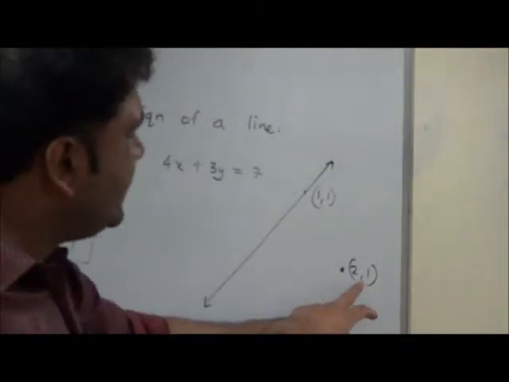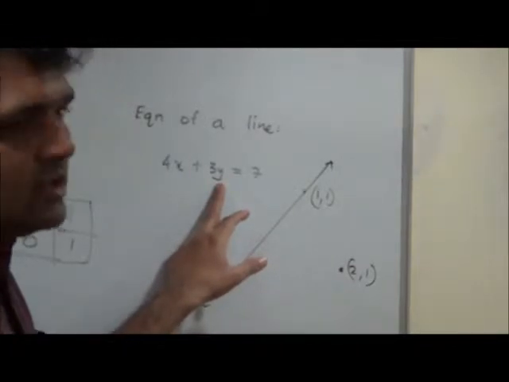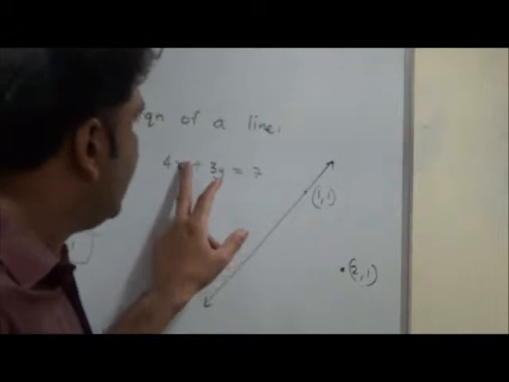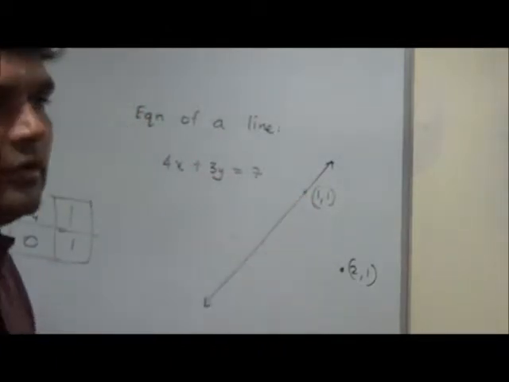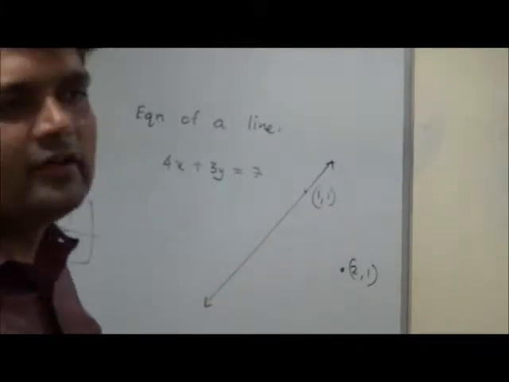What if I have a point (2, 1)? If I put x as 2 and y as 1, do I get LHS equal to RHS? No, I do not. 4 into 2 plus 3 into 1, 4 times 2 is 8, plus 3 will be 11. It will not be equal to 7. So (2, 1) does not satisfy this equation. So it does not lie on the line.